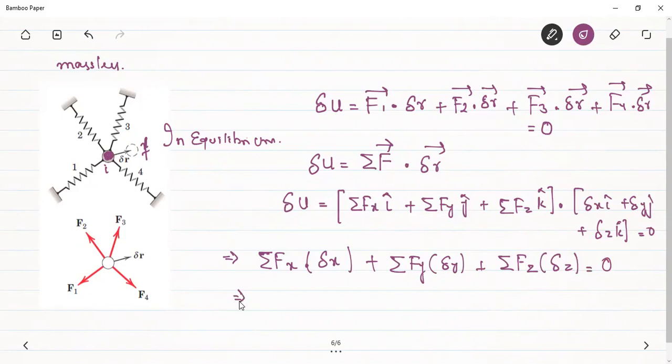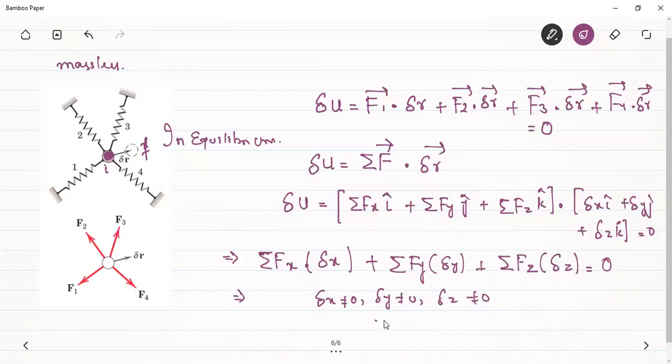Now see here, we have assumed some imaginary displacement. Therefore we can't say that it is 0. We are ourselves assuming some imaginary displacement, therefore this can't be 0. Delta y is not equal to 0. Delta z is not equal to 0. When we are imagining some imaginary displacements, we have to take them into the calculation.